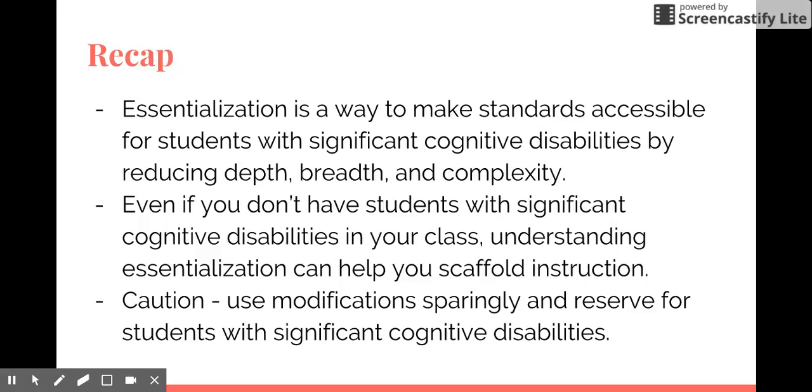And then I just do want to caution you that we want to use our modifications sparingly and really for our students who have the most significant cognitive disabilities. So we may have some students who are in need of modifications, but if they are taking or will take the PSSA, the Keystone eventually, we really want to make sure that they're getting exposed to that grade level standard, and we can modify and then begin scaling back on those modifications for our students who are in need.